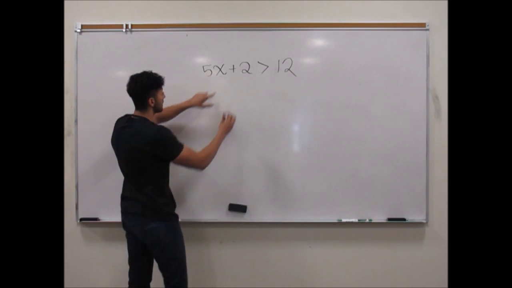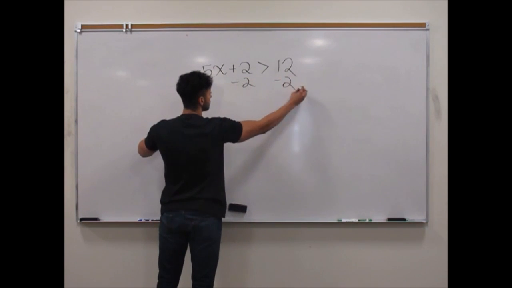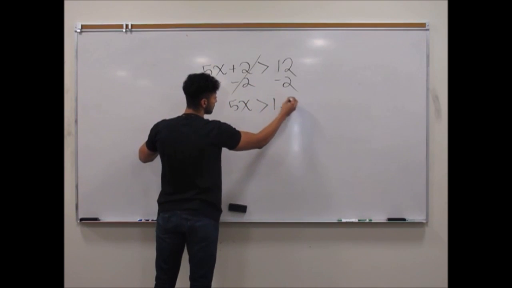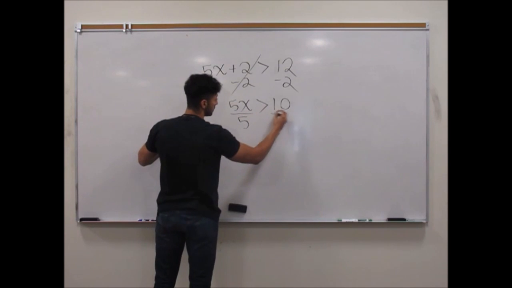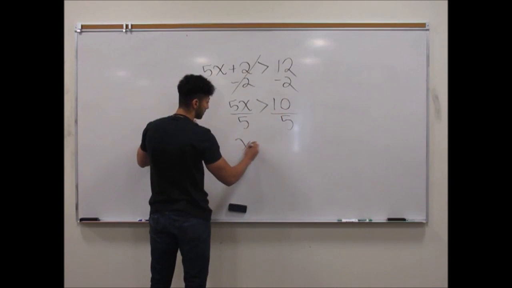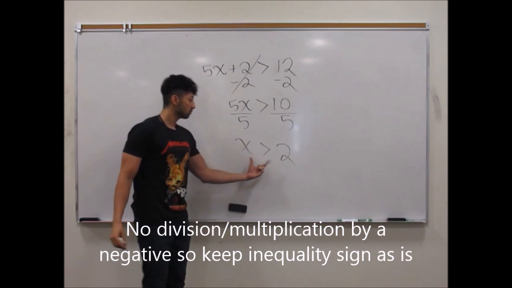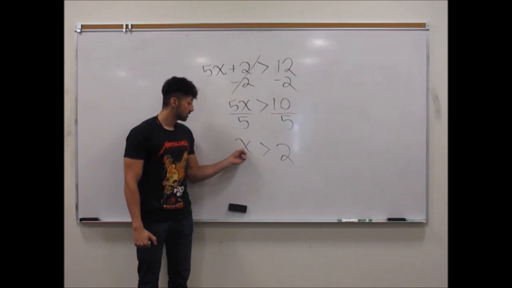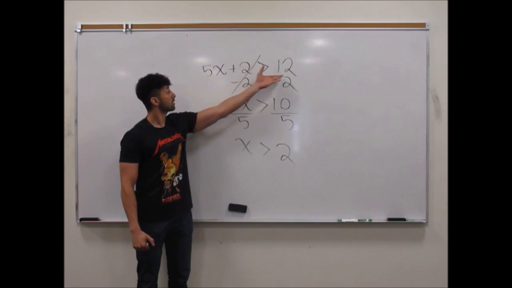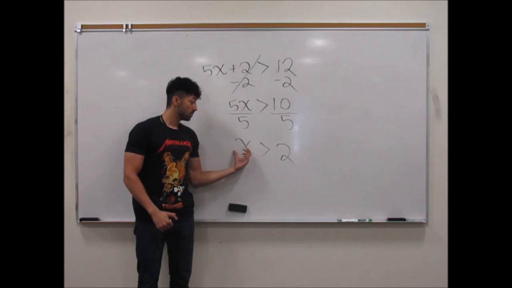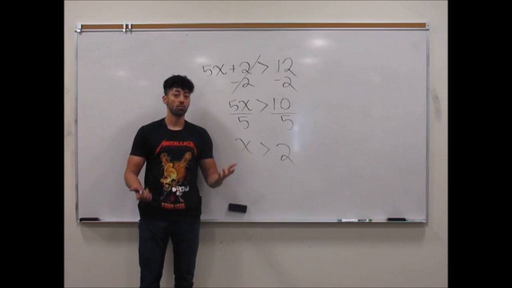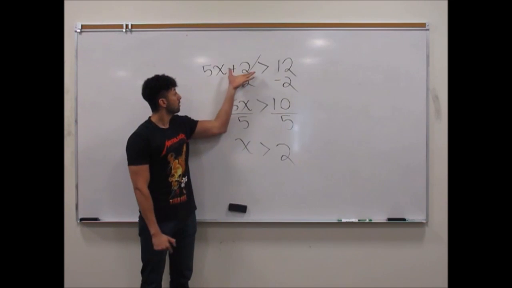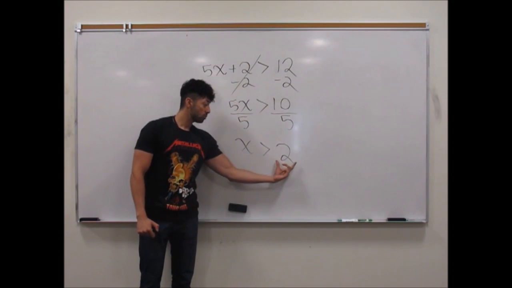So if I were to isolate this x, I would subtract 2 on both sides. Then I would get that 5x is greater than 10. Then I would divide both sides by 5 and get that x is greater than 2. So this is what I've come down to. What this statement is saying is that the value that you pick for x to make this original statement true has to be greater than 2, like 2.1, 5, 100, anything bigger than 2. And the 2 is not included.